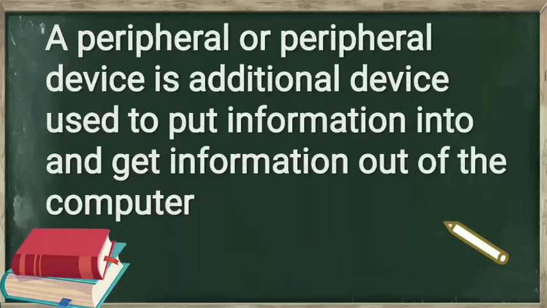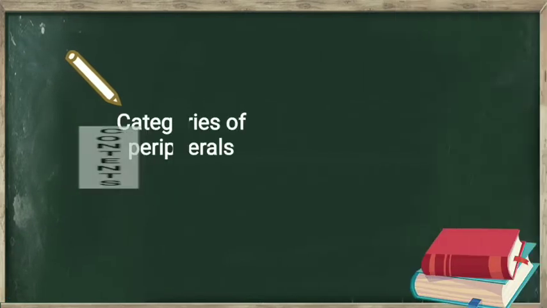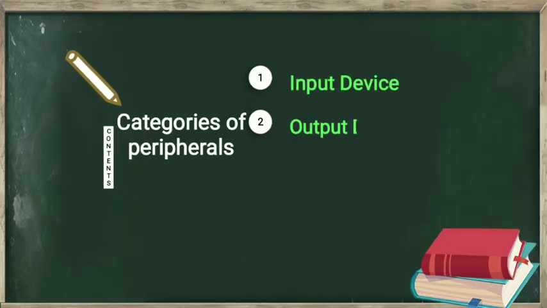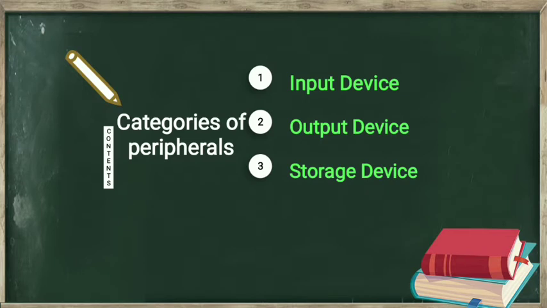Hi students, in this class you will learn about peripherals of computer. What is peripheral? Peripheral means device. It is an additional device used to put information into and get information out of the computer. This is classified into three types: input device, output device and storage device.